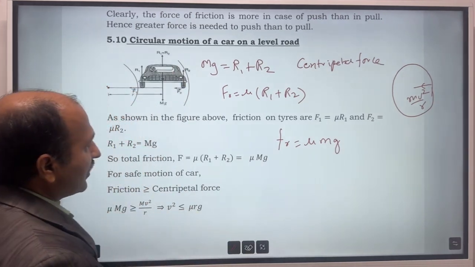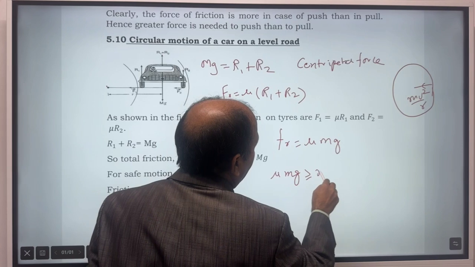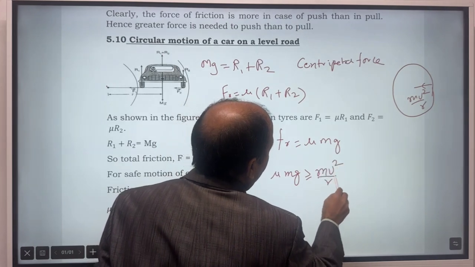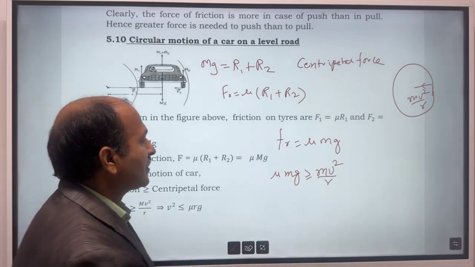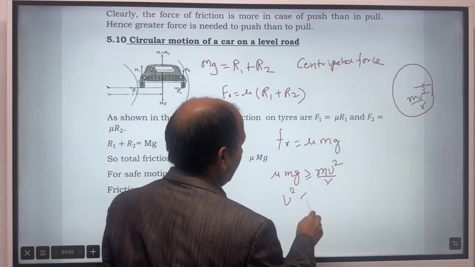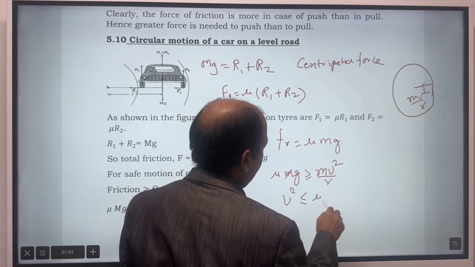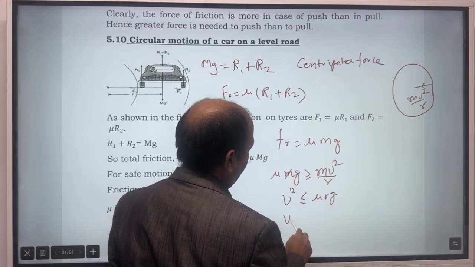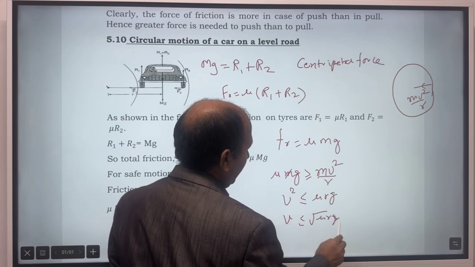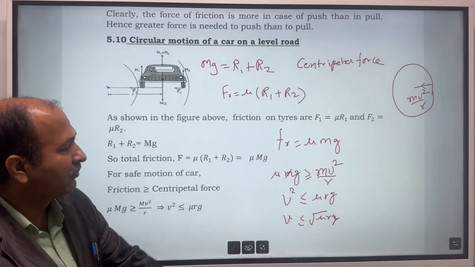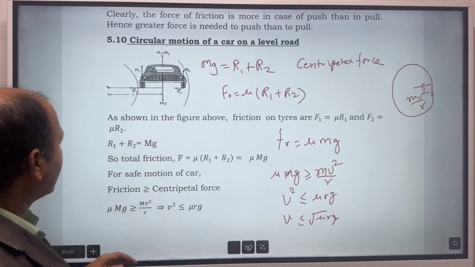can take the turn easily. So we can say mu mg must be greater than or equal to mv square upon r. Here our concern is to find the velocity. m can be cancelled, then v square will be less than or equal to mu rg, or v is less than or equal to root of mu rg. So from here we can evaluate what should be the maximum velocity with which a car or a vehicle can take the turn safely.